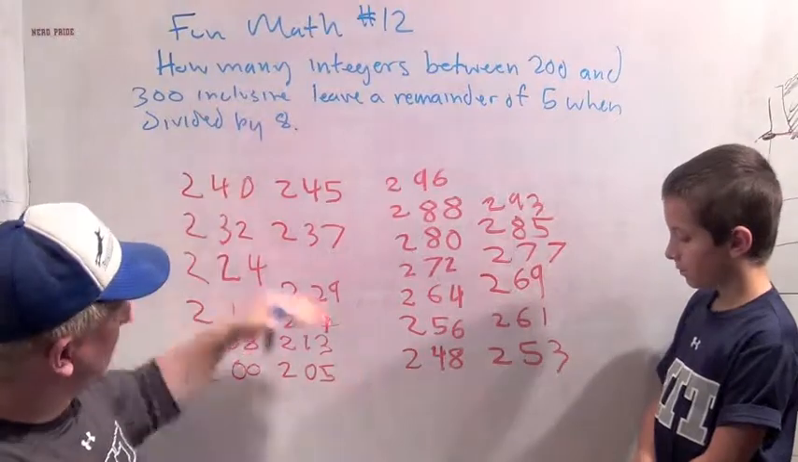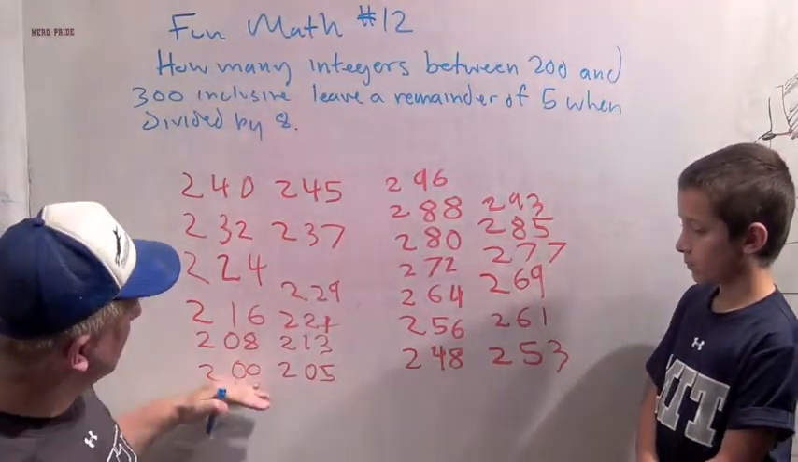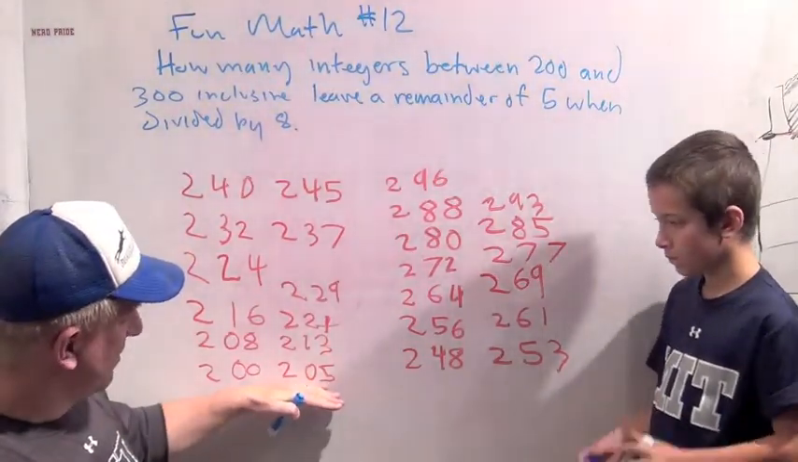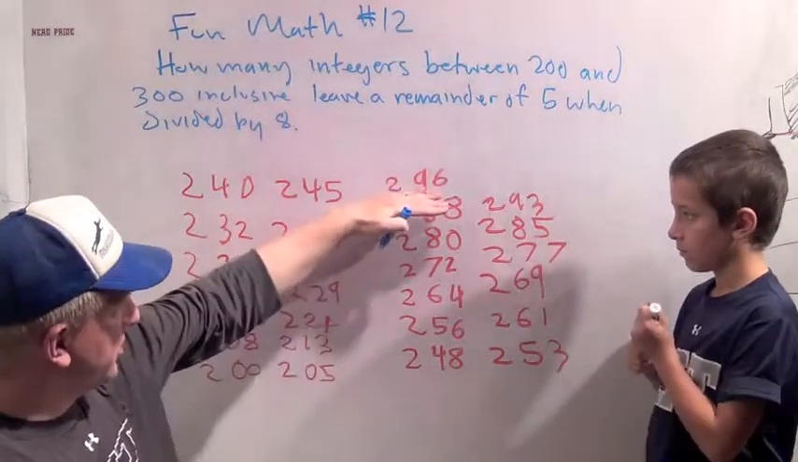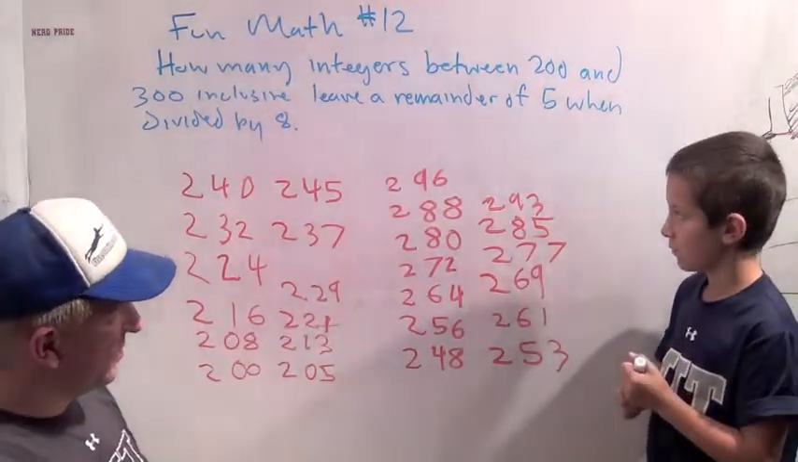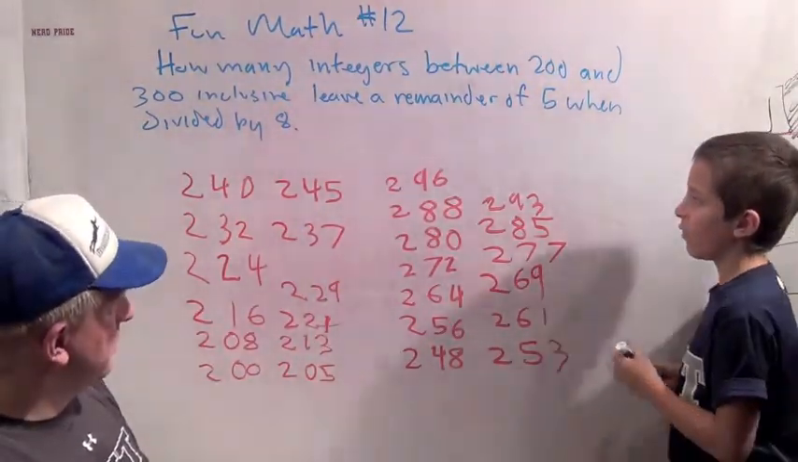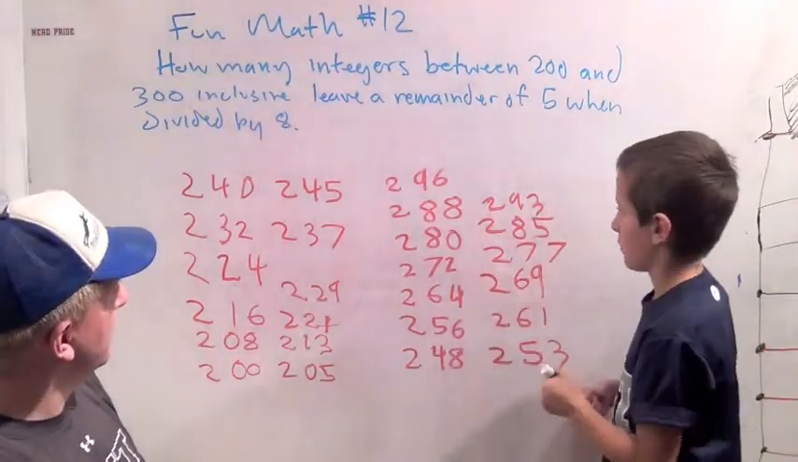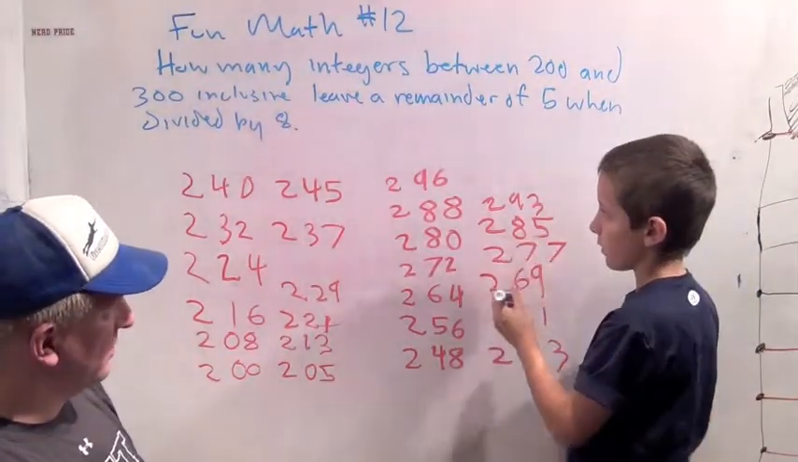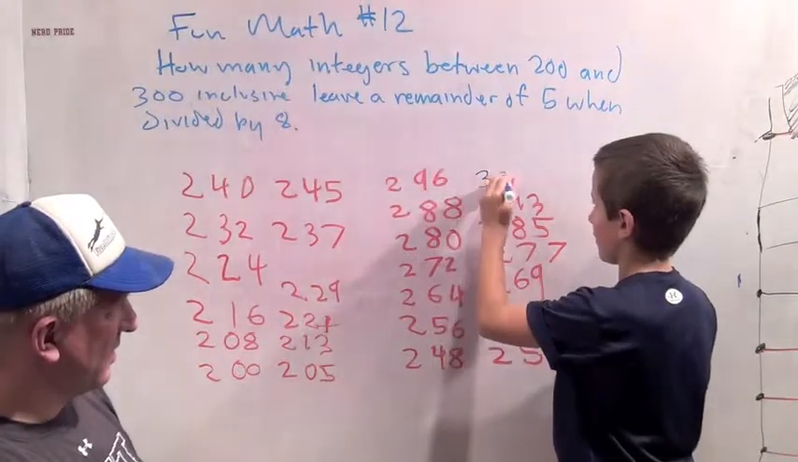So you wrote down the multiples of 8 all the way up to 296, and then you just added 5 to all of them. And then what did you notice when you added 5 to 296? What did you get? You got over 300. Okay, right, the number that you got. 296 plus 5 is 301.